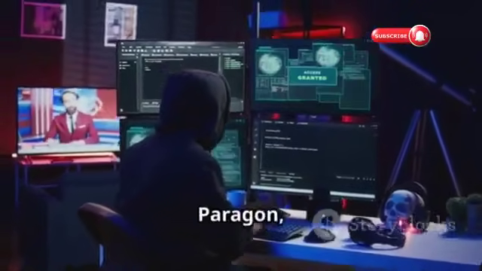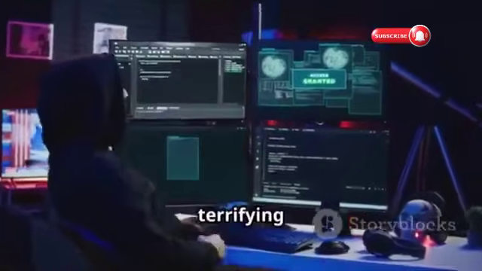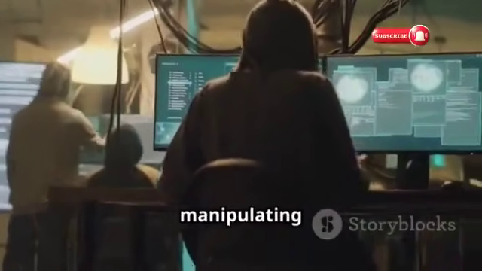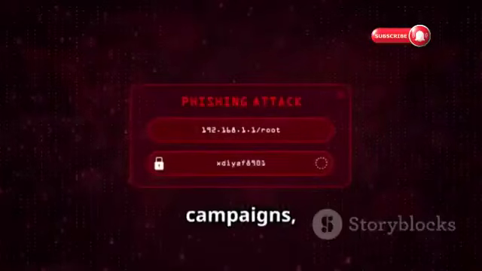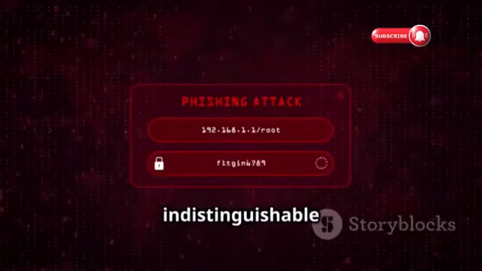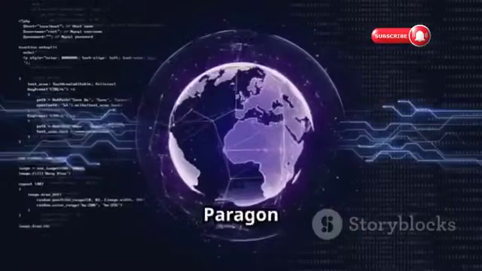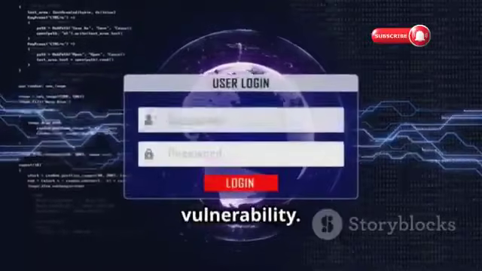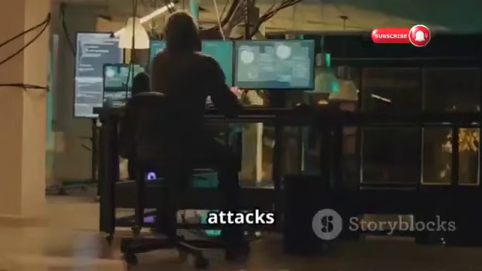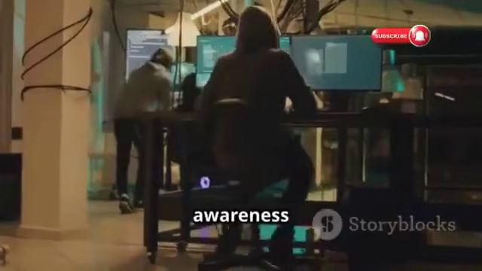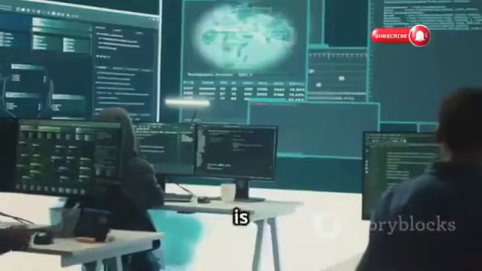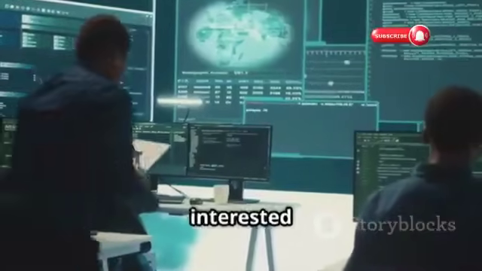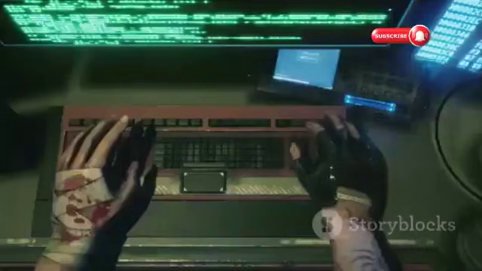At number 6, we have Paragon, a fascinating and terrifying tool. Paragon excels in social engineering, manipulating people to give up sensitive information. It creates convincing phishing campaigns, almost indistinguishable from the real thing. Paragon is valuable for security professionals to test their organization's vulnerability. Simulating attacks helps improve security awareness and overall posture. Paragon is worth checking out for anyone interested in social engineering.